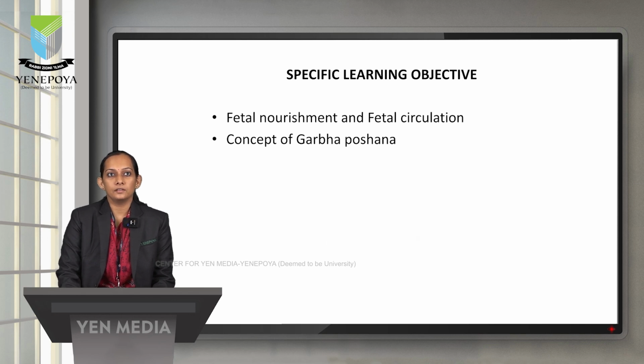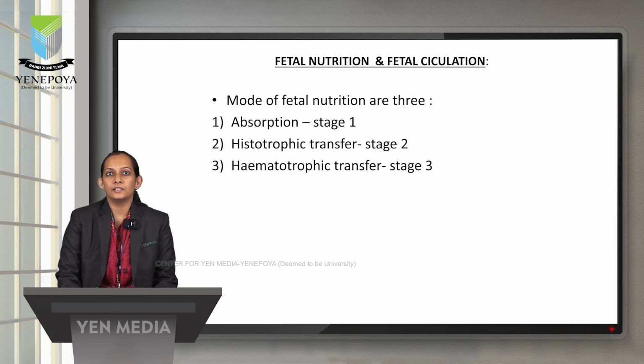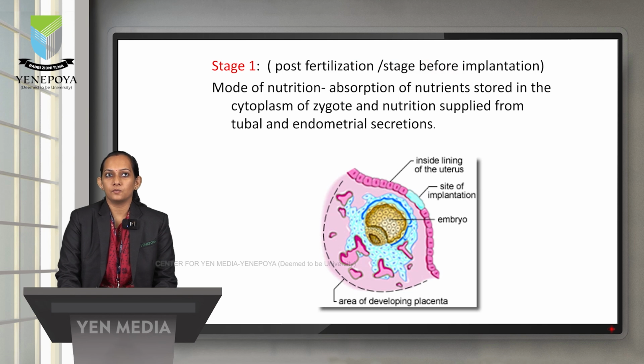So today we are going to learn about fetal nourishment and fetal circulation and the concept of Garbha Poshana that is explained in Ayurveda. Coming to fetal nutrition, the modes of fetal nutrition are mainly of three types, that is three stages. First one, the absorption stage, second one, histotrophic transfer, and the third stage, hematotrophic transfer. Coming to stage 1, that is post fertilization or just before implantation.